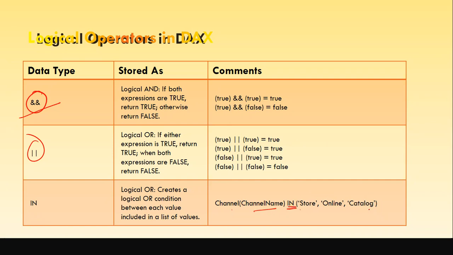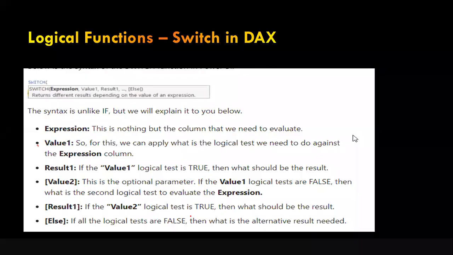Now followed by the IN, you specify all the values that you want to use to filter the data from this column. So the double pipe is OR, and this is your AND, and the next one is IN. We call it IN list, logical OR. It creates a logical OR condition. Look here, what I said was correct, right? Between each value, you can include a list of values there.